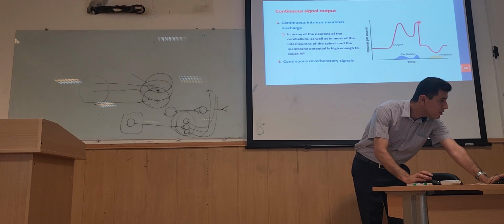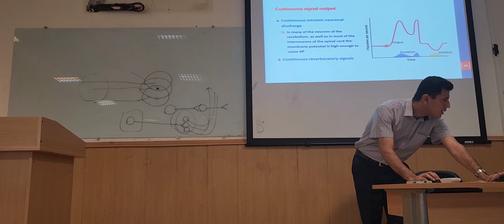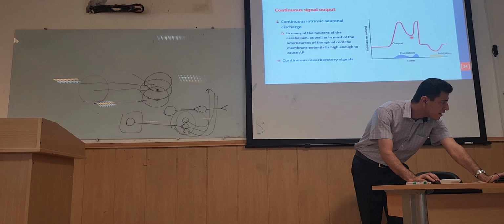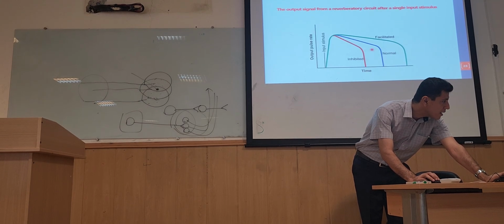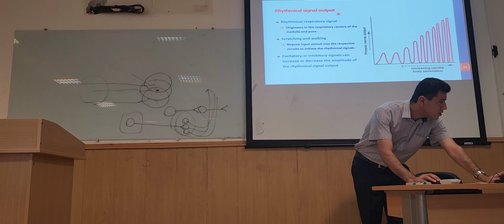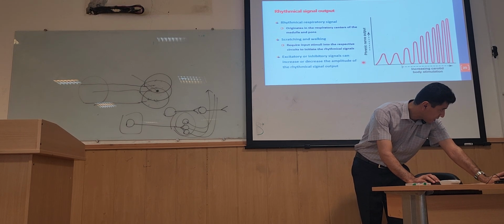So, continuous activity here for breathing. Sometimes the action of this reverberatory circuit increases, some other time it decreases. So this way breathing can increase or decrease. Yeah, the rhythmic signals for breathing may be generated by a reverberatory circuit.